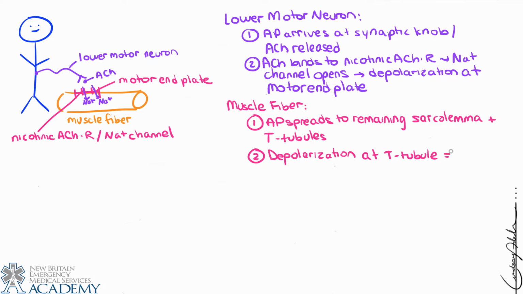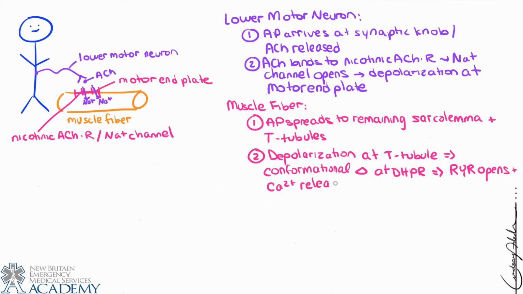In cardiac muscle contraction, we utilize calcium-induced calcium release. We have to have calcium entry through the T-tubule at the dihydropyridine receptor in order to have calcium release from the sarcoplasmic reticulum.